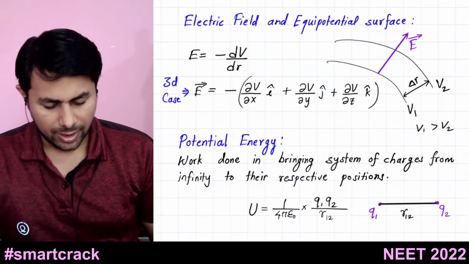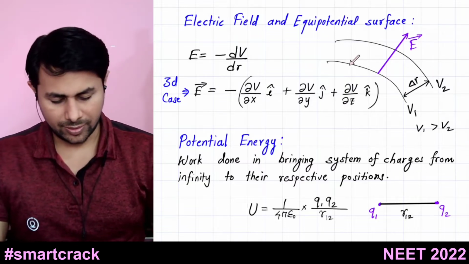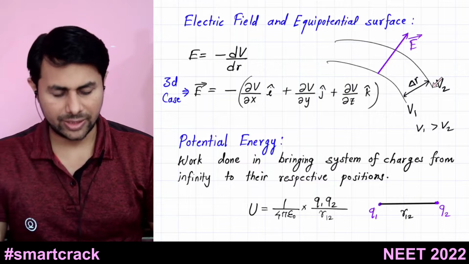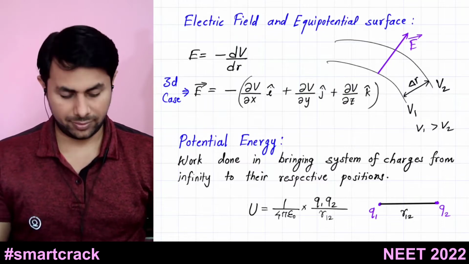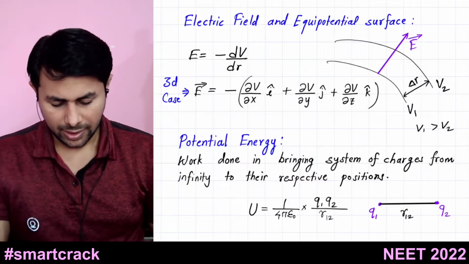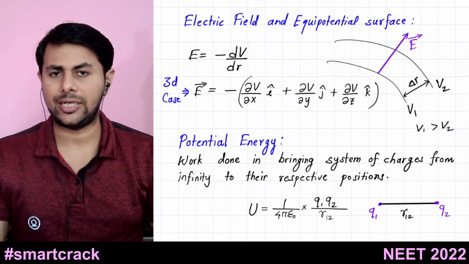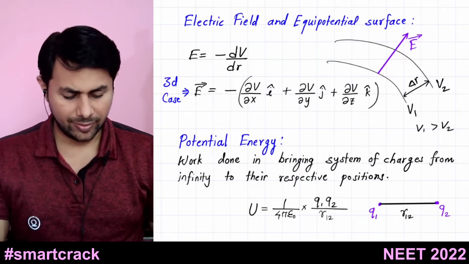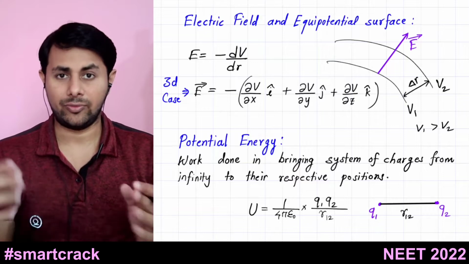Okay, so let's say we have these two equipotential surfaces. Potential of this first surface is V1, potential of the second surface is V2. V1 is greater than V2. Okay, then the electric field in this region is perpendicular to the equipotential surfaces. Okay, and the electric field is in the direction of, let's say, which perpendicular.